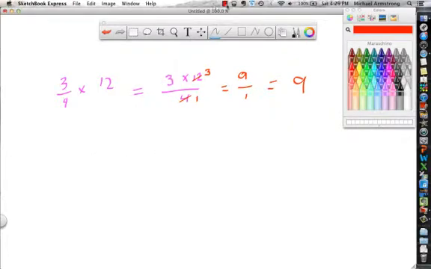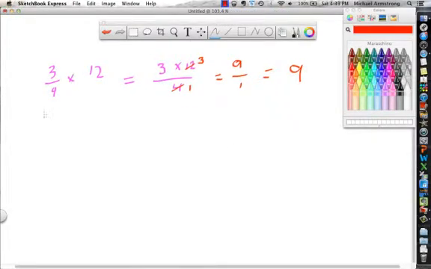Let me pause this real quick and go look at the assignment to see if there's something else. Okay, so let's just do a couple more.